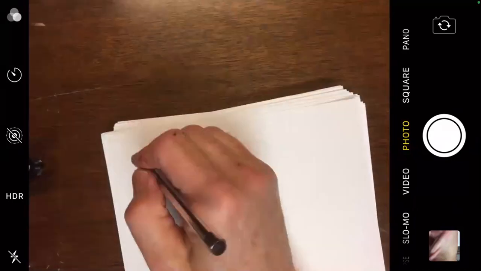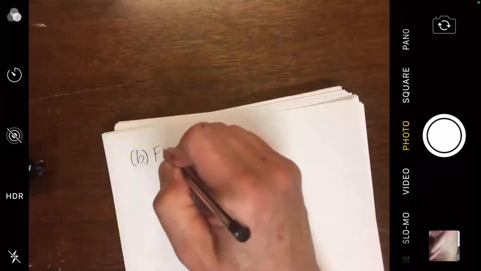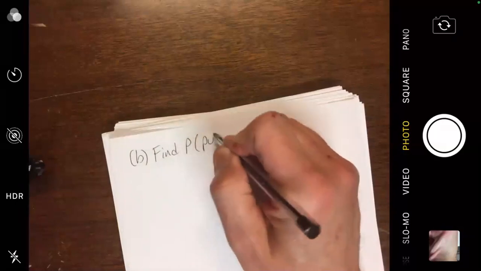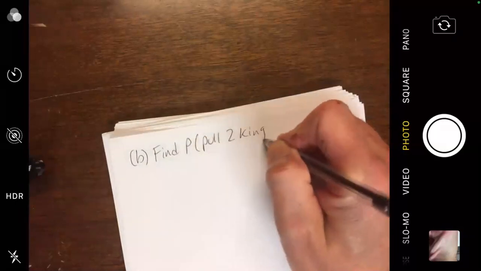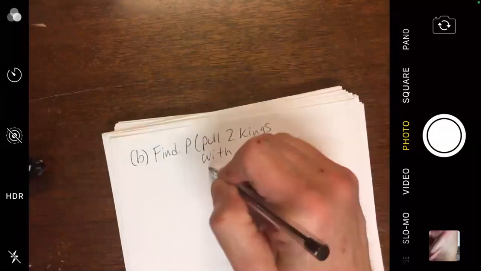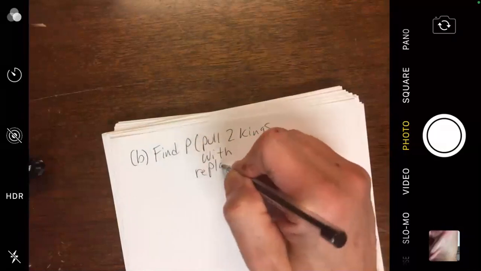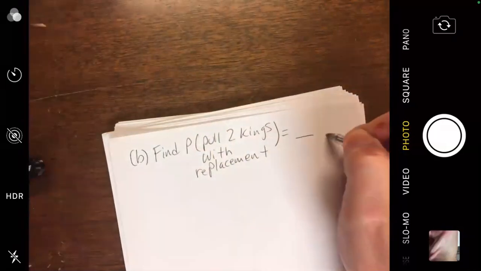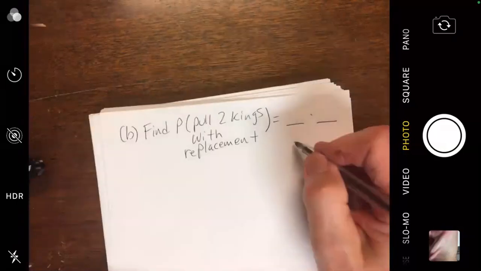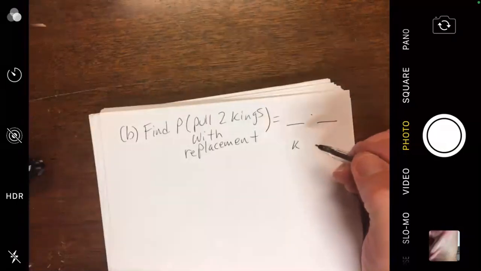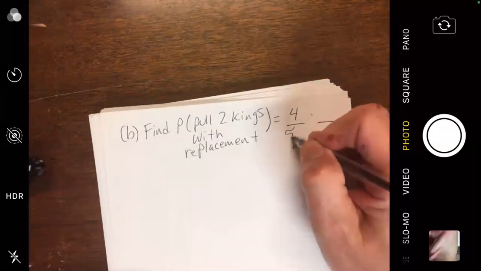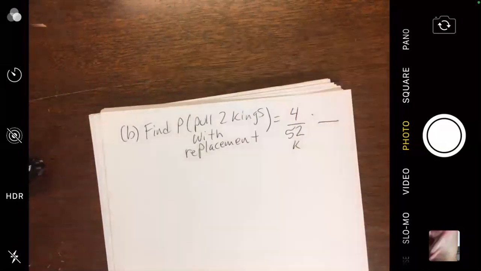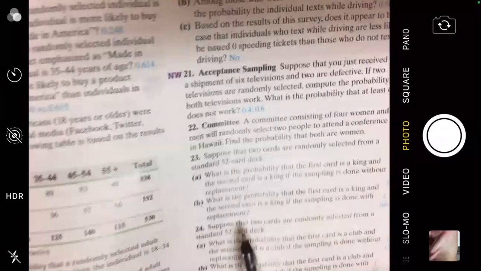Part B, find the probability you pull 2 kings. They say with replacement. Probably guess what's going to happen with that phrase. Again, 2 slots. First one's a king. 4 kings out of 52. I'll remind you again what I showed you: it's done with replacement.